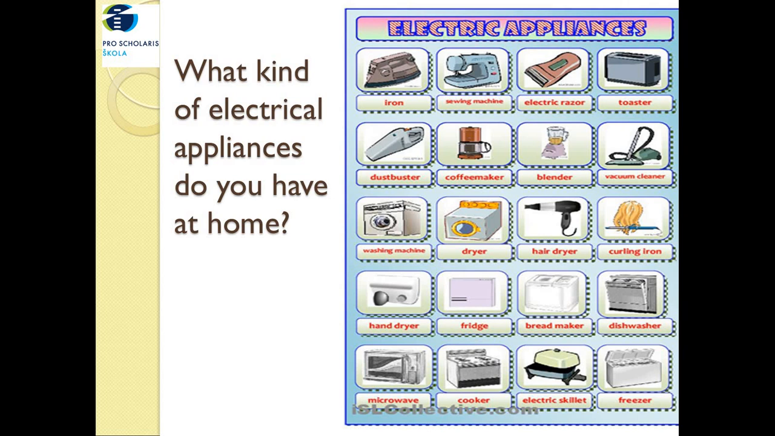Dishwasher, bread maker, microwave oven, the cooker, or, for example, the freezer are the appliances which are worth mentioning because they provide us with easier methods of how to preserve food, how to cook, or how to clean the dishes.